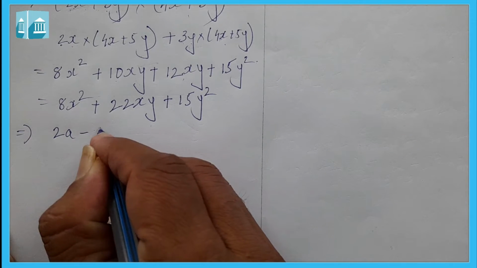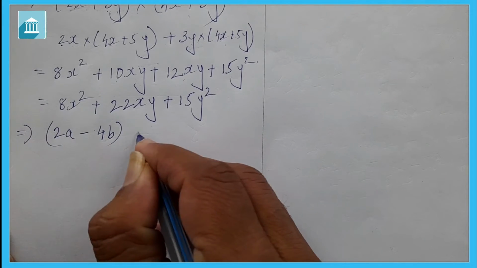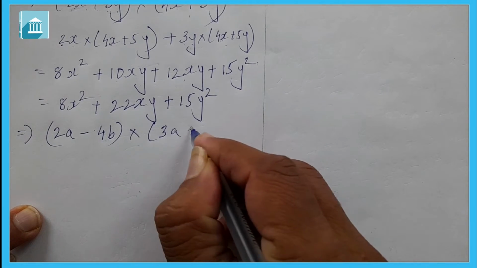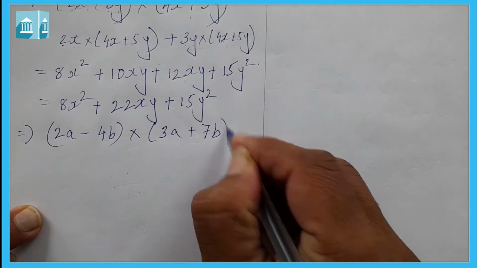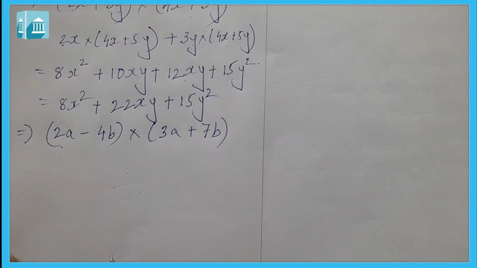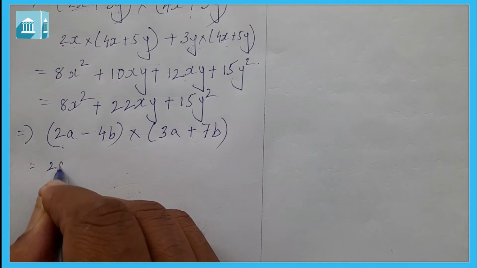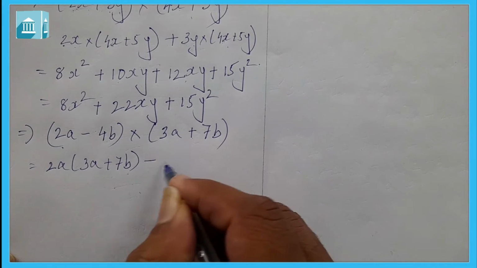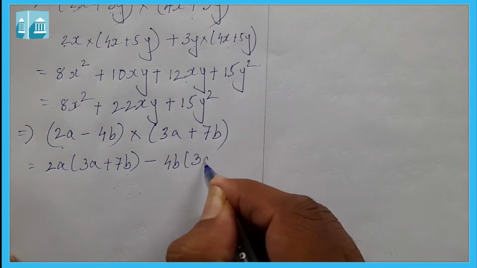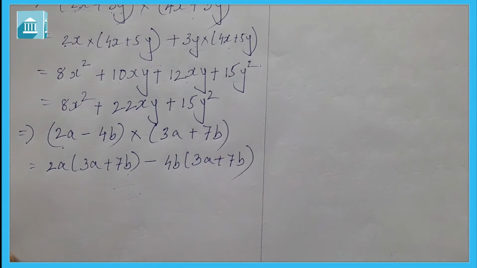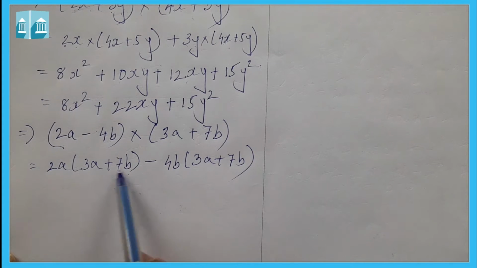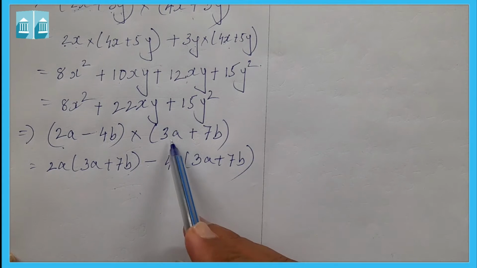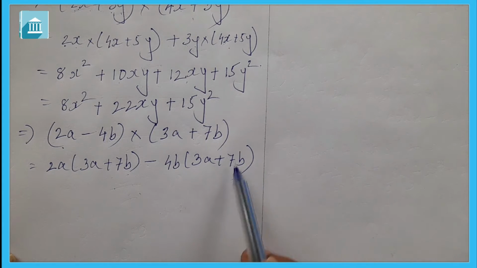For example, 2a minus 4b into 3a plus 7b. Now here this is a binomial, this is also a binomial. So first we have to do 2a into 3a plus 7b, minus 4b into 3a plus 7b. This is what we had done here. First we had taken this term and multiplied the whole expression with it. Then the sign is minus here, so we will take minus here. Then again multiply the whole expression with it.